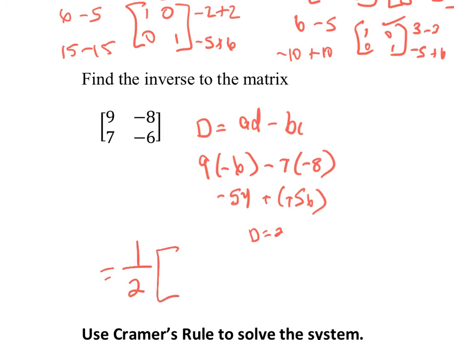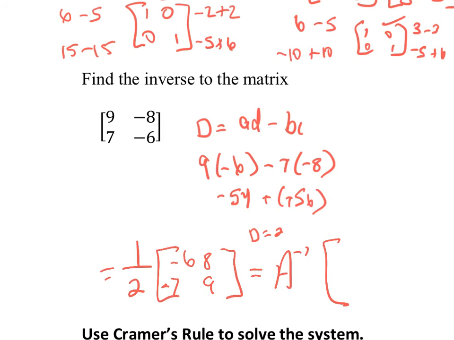So my majors switch spots. So negative 6 goes here, 9 goes here. My minors switch signs. So positive 7 becomes negative, negative 8 becomes positive, and now we just distribute that 1/2, or we divide everything by 2.